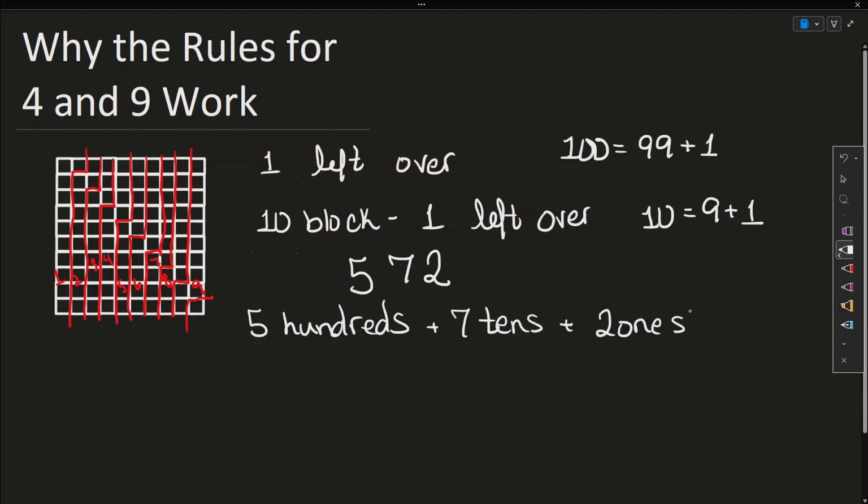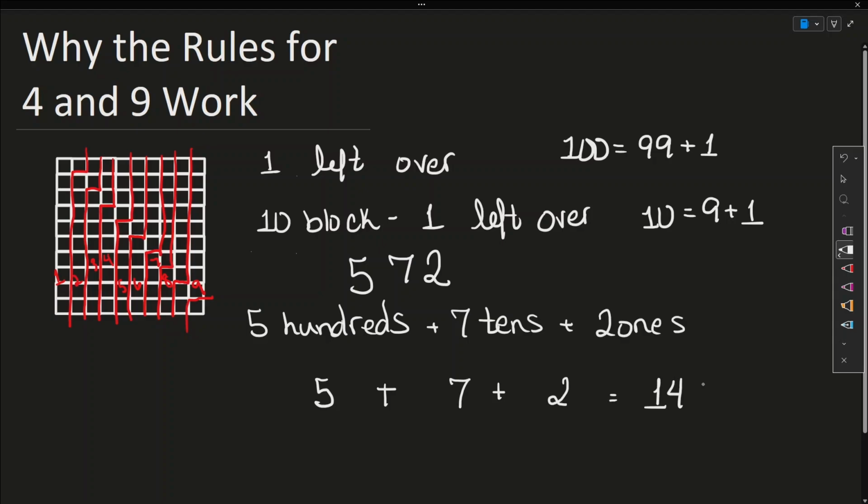When dividing by 9, each 100 contributes a remainder of 1. So when I divide 5 hundreds by 9, I will have 5 ones as my remainder. Each 10 contributes a remainder of 1. So when I divide 7 tens by 9, I will have 7 left over. Each 1 contributes a remainder of 1. So I have an extra 2 as my remainder. When I add these up, I get 14.